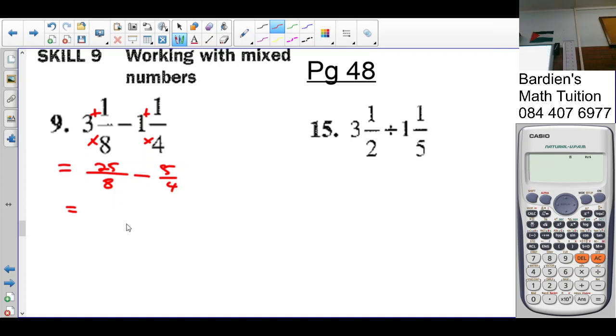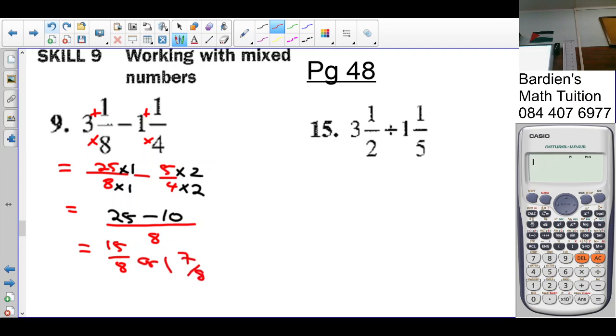You understand? So to find an LCM here, we must look at the bigger denominator. What's the biggest denominator between 8 and 4? 8. Can 4 go into 8? Yes. Twice. So 8 is your LCM. So 8 multiplied by what is 8? 1. So 25 times 1 is? 25. There's a minus. 4 times what is 8? 2. So I'm going to get 10. So what is 25 minus 10? 15 over 8. Can you see that? Or 1 and 7 over 8.